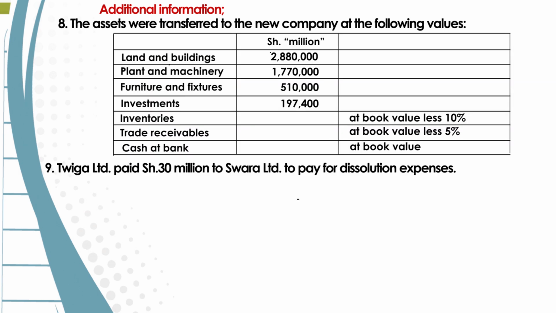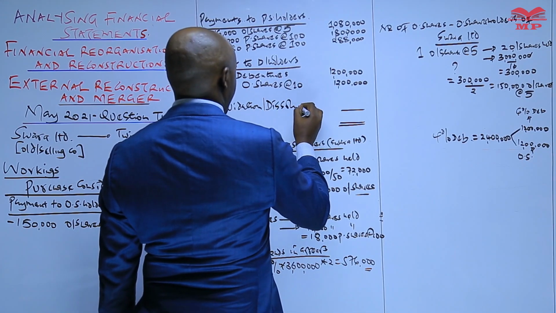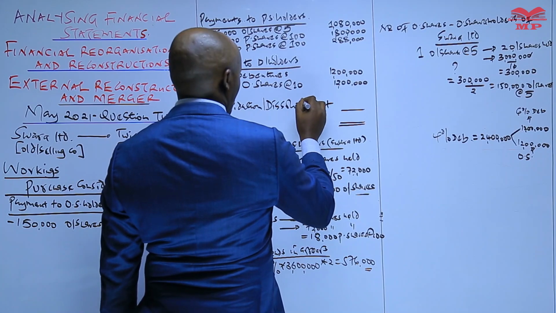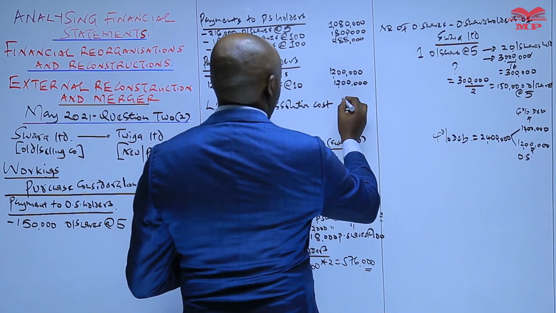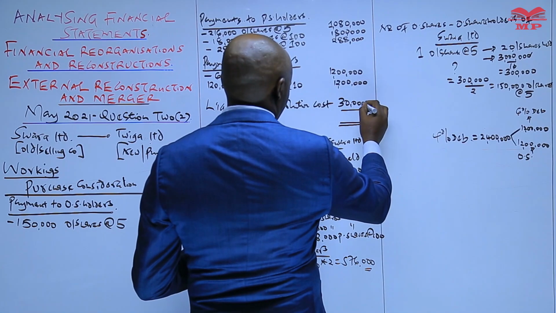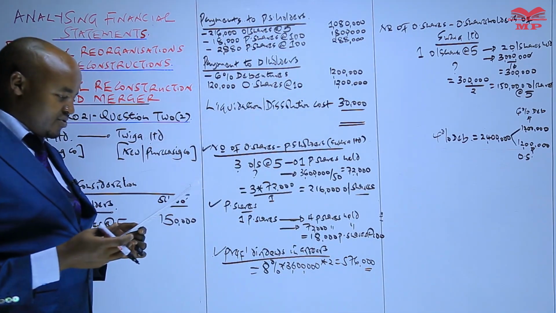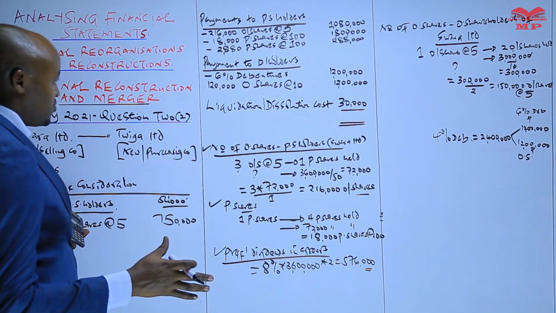And then number 9, we are told Twiga Limited paid 30 million to Swara for dissolution expenses. We have said those liquidation expenses paid by the new company we include as part of the purchase consideration. In our case, it is an amount of 30 million. Remember, our figures are in thousands of shillings, so we take it as 30,000.